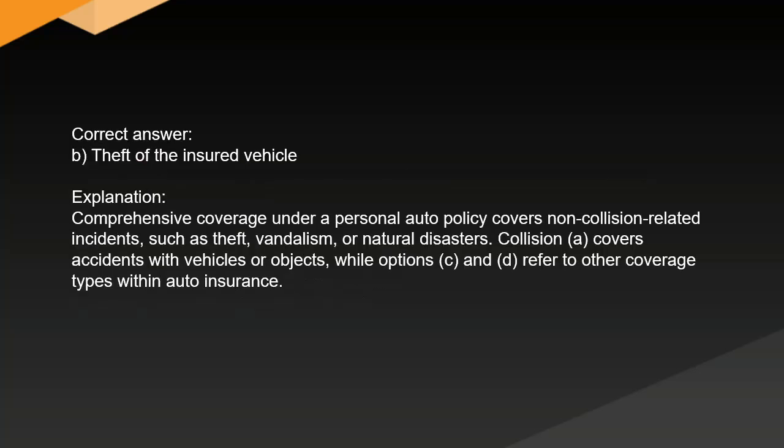Correct answer. B. Theft of the insured vehicle. Explanation. Comprehensive coverage under a personal auto policy covers non-collision related incidents such as theft, vandalism, or natural disasters. Collision, A, covers accidents with vehicles or objects, while options C and D refer to other coverage types within auto insurance.